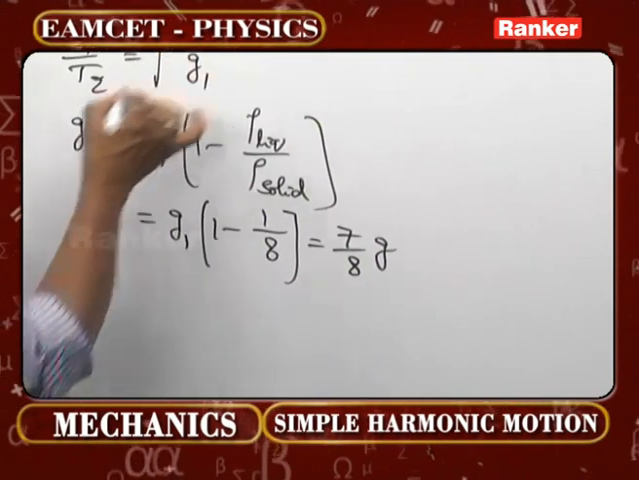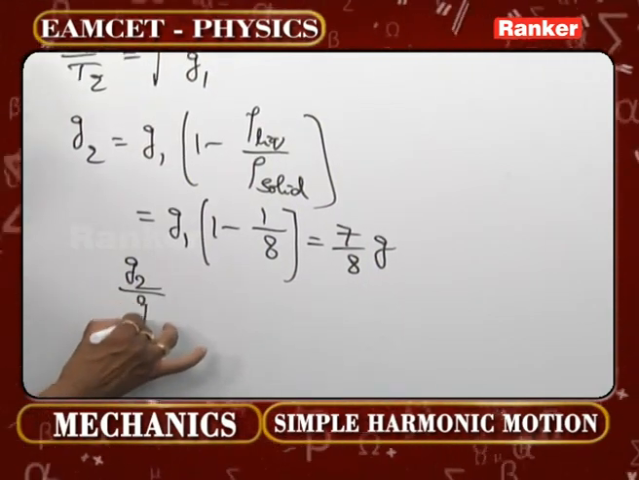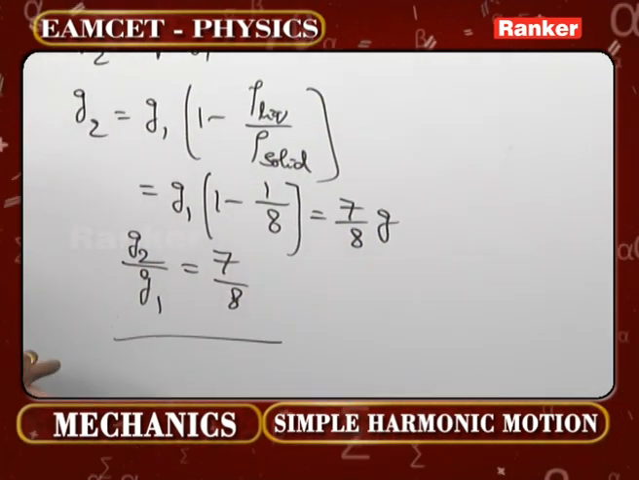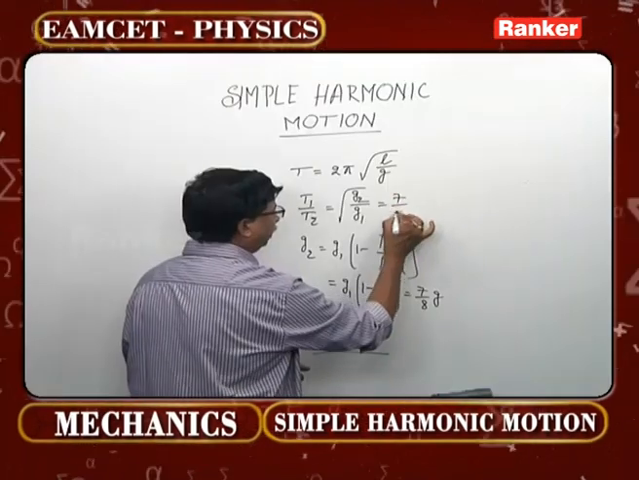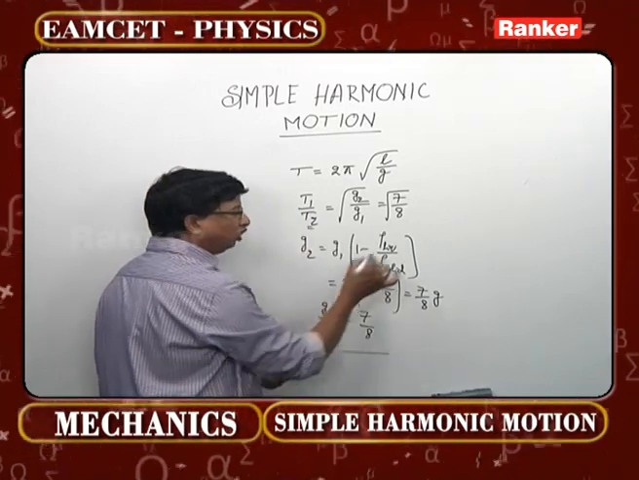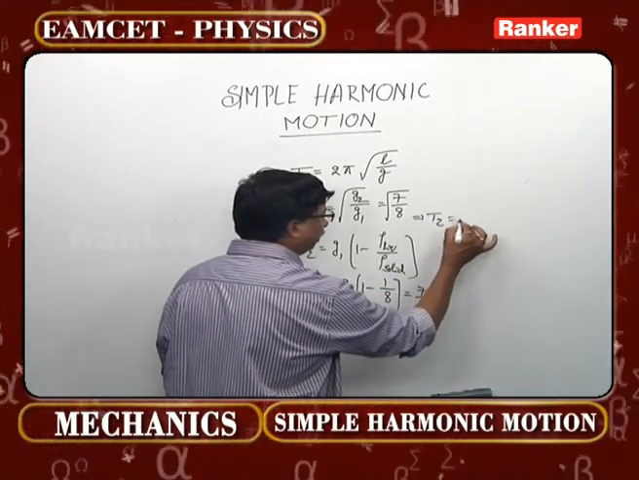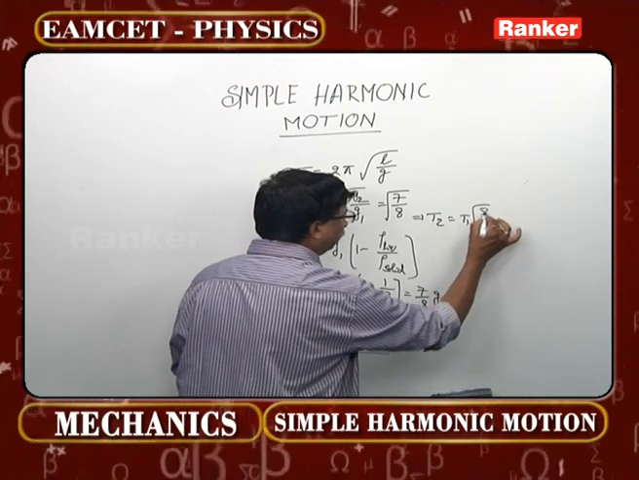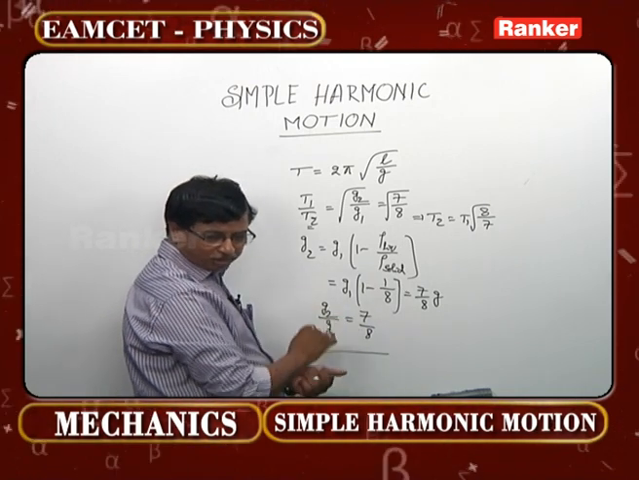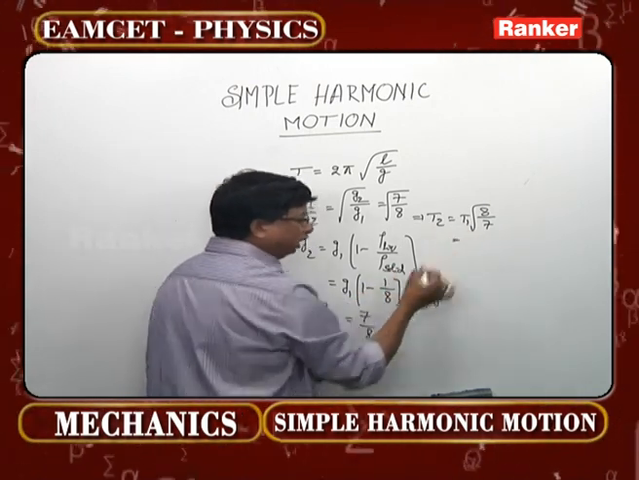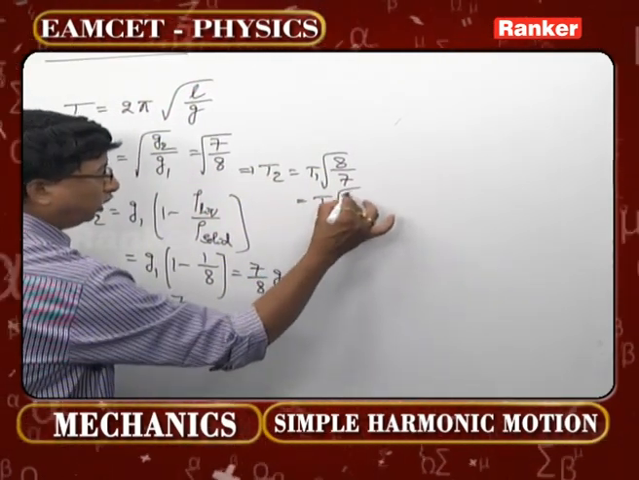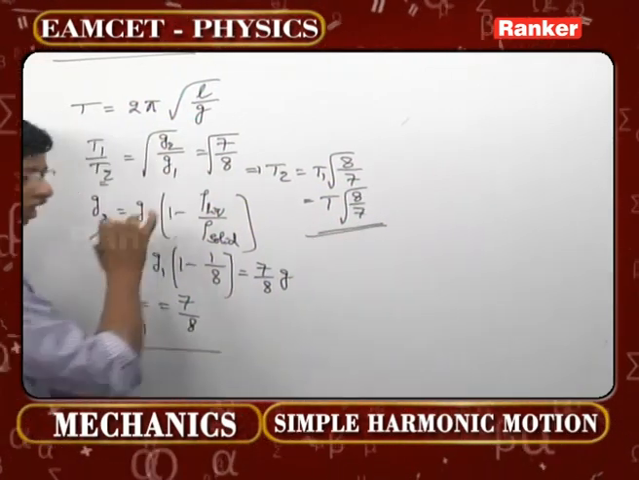Now look at the equation we have. Then g2 by g1 can be rewritten directly as 7 by 8 under root. But in fact, I don't want this equation. I want the value of T2. So what will be T2 here? It is T1 root 8 by 7. In fact, we know very well what the corresponding value is: root of 8 by 7 into T1, the initial time period that is given as T in the problem. Therefore T root 8 by 7 will be the answer.